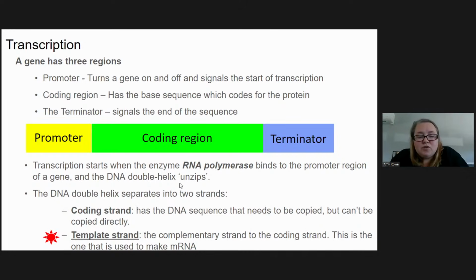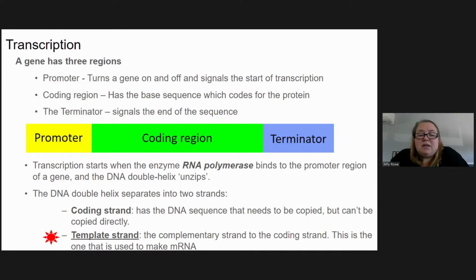And it can get confusing which strand we're talking about and which strand is involved in protein synthesis. So one strand is called the coding strand. And you might think, well, that sounds pretty important. This has the DNA sequence on it that needs to be copied, okay? But the cell has no way of copying that DNA sequence directly.